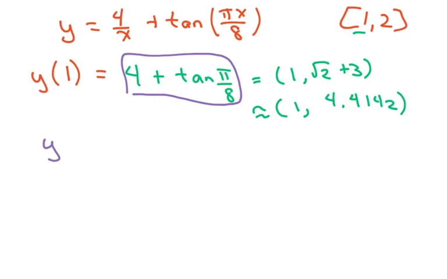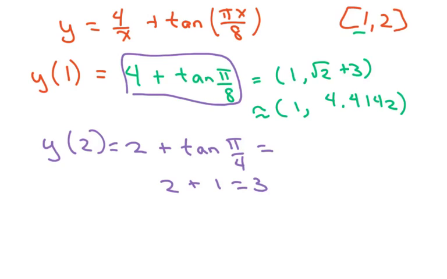And now let's check y of 2. So that's going to be 2 plus tan of pi over 4. And that's going to give you 2 plus 1, 3, because tan of pi over 4 is 1. So when you have 2, we have a 3.